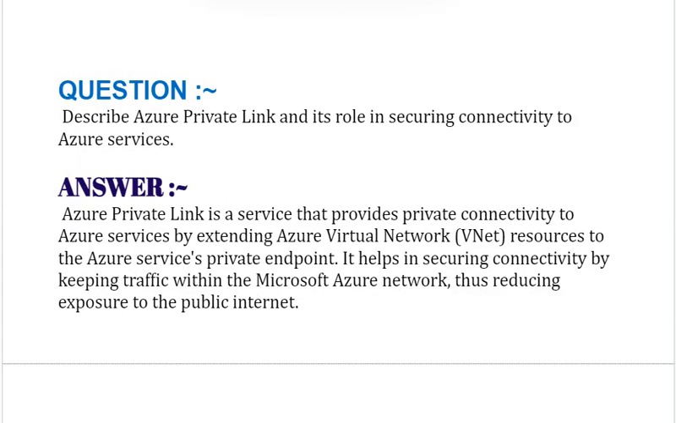Our next interview question is: describe Azure Private Link and its role in securing connectivity to Azure services. Your answer should be: Azure Private Link is a service that provides private connectivity to Azure services by extending Azure Virtual Network (VNet) resources to the Azure service's private endpoint. It helps in securing connectivity by keeping traffic within the Microsoft Azure network, thus reducing exposure to the public internet.